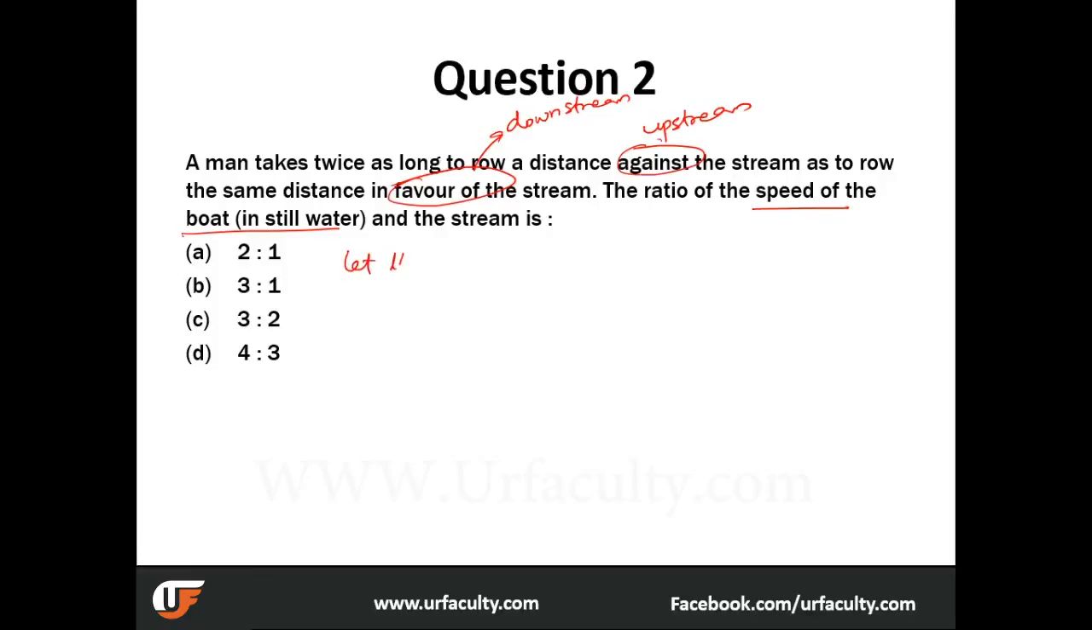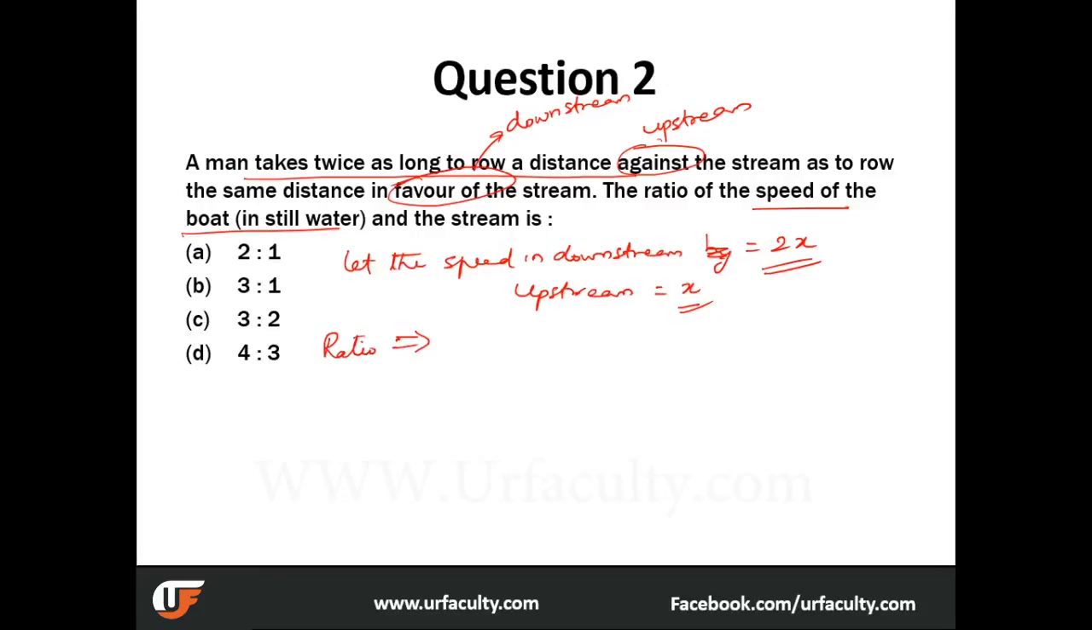So what do we do? Let the speed in downstream be. What are they saying? A man takes twice as long to row a distance against the stream as to row the same distance in favor of the stream. So if upstream is x, then downstream will be 2x, right? So all that we have to do now is apply our formula that we used earlier.